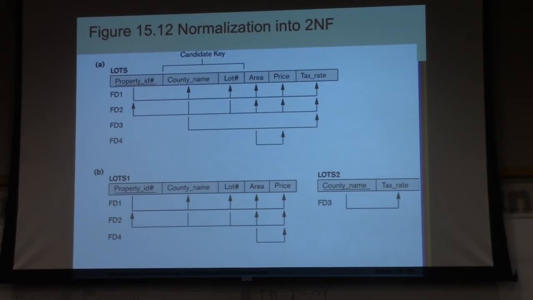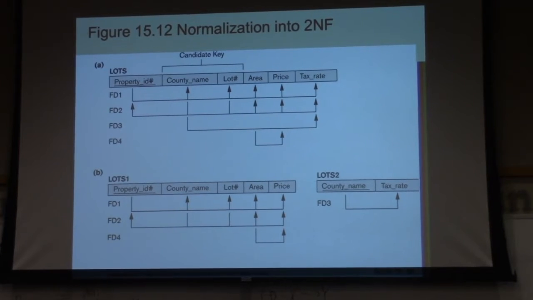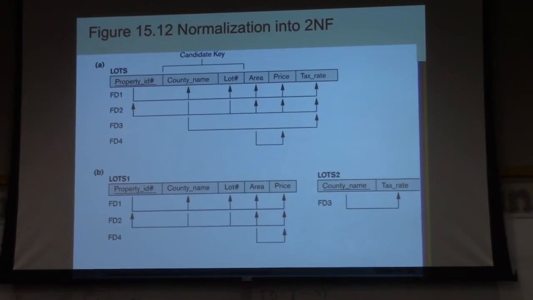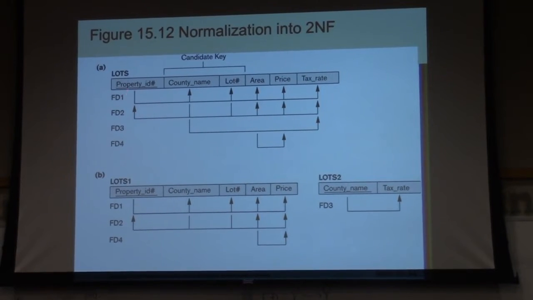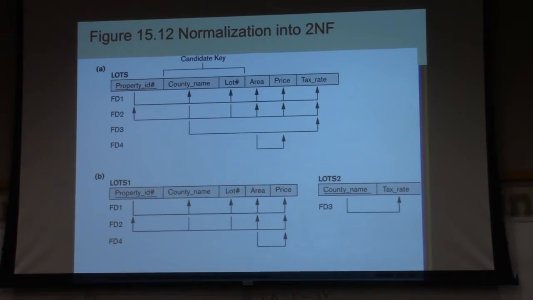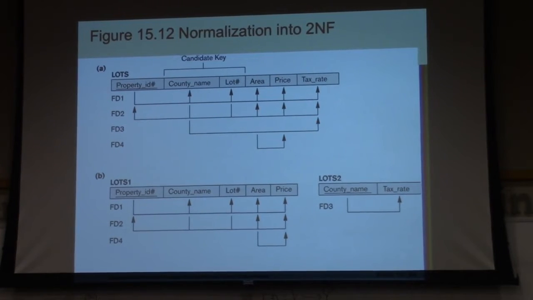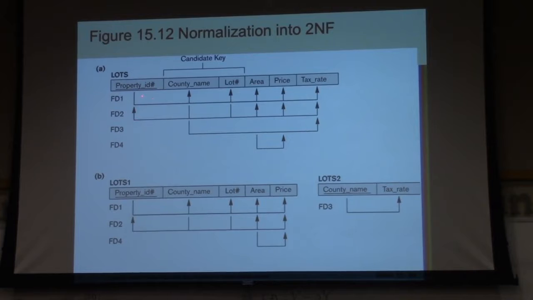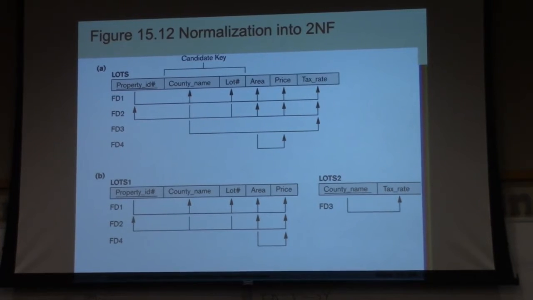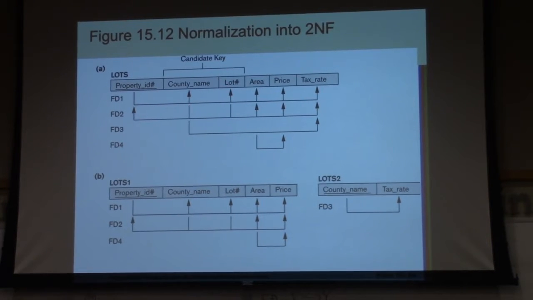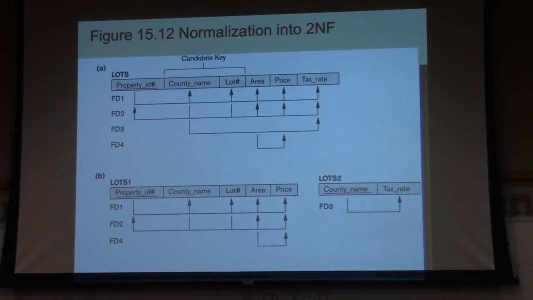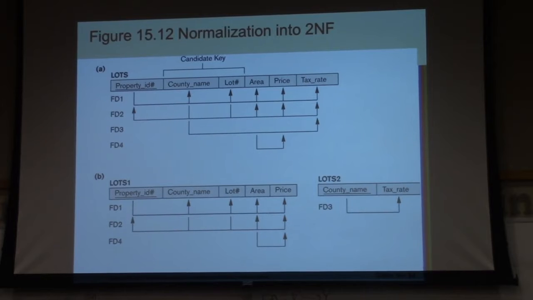Some of the students get confused: when you check the second normal form, they only check the property ID. There is no partial dependency because it's a single attribute, the primary key. So automatically second normal form? No. You need to check the candidate key also. So there is a partial dependency: country name determines tax rate. So this is not a second normal form.